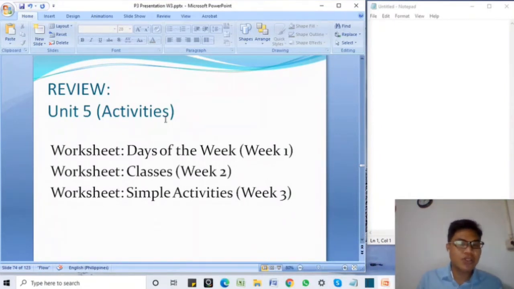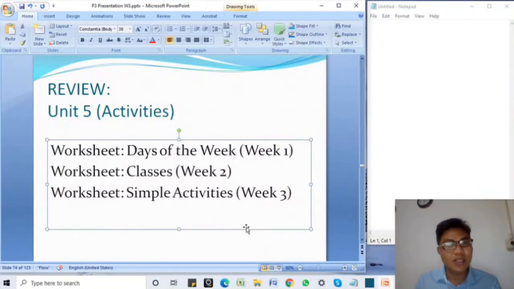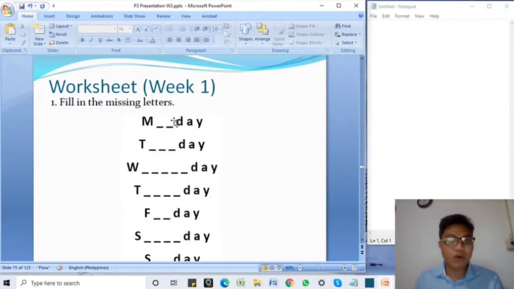For the worksheet of week 1, it's all about days of the week. For the worksheet of week 2, it's all about classes. For the worksheet of week 3, it's all about simple activities. So let's start. The worksheet for week 1, it's all about days of the week. What you're going to do is fill in the missing letters.